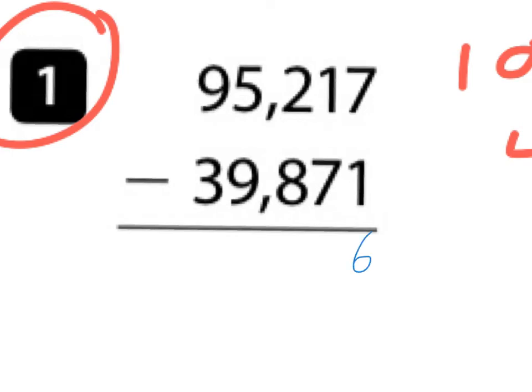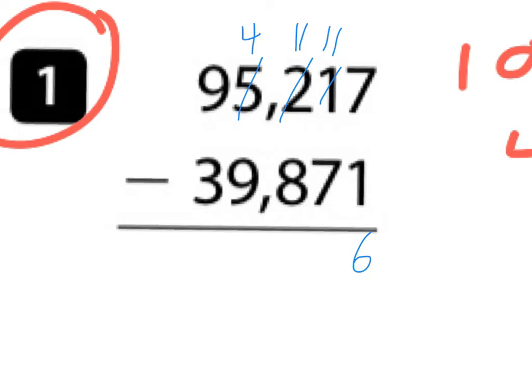1 minus 7, we cannot do that, so we need to take 100 from there and bring 10 over here. So instead of having 1 ten, we now have 11 tens. Then in our hundreds place, we still cannot do that, so we need to go over to our thousands place and take 1,000 from there and bring 10 hundreds over here. So now we have 11 hundreds.